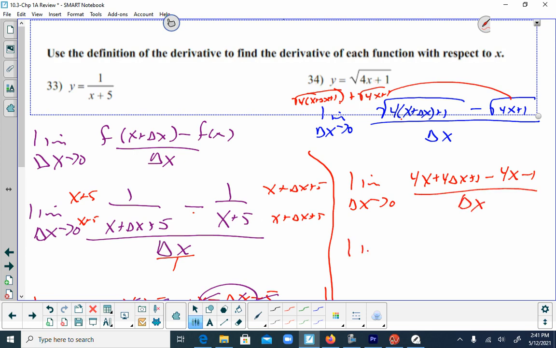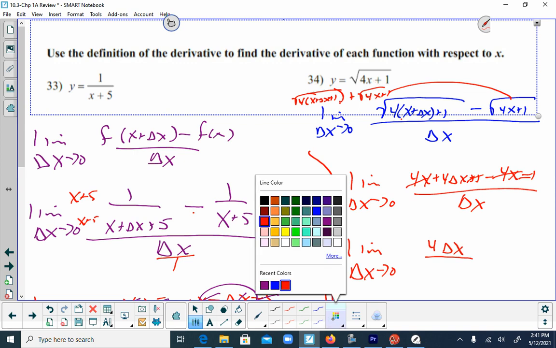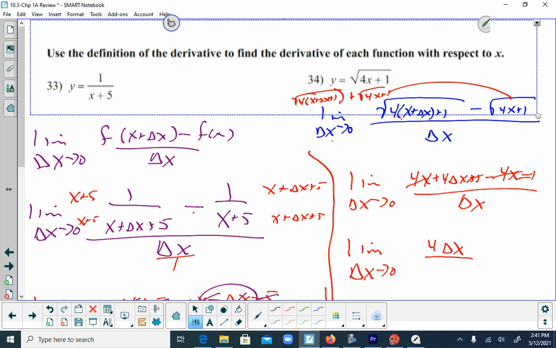So the limit as delta x approaches 0, the 4x is equal to 0, 1 is equal to 0, and I'm left with 4 delta x over, oh, I made a big boo-boo, but I'm going to catch it, and I'm not going to edit. This is a great learning moment. If I multiply my numerator by that, I got to multiply my denominator by something, so I'm going to multiply my denominator by the square root of 4 times x plus delta x plus 1 plus the square root of 4x plus 1. So I'm multiplying my denominator by that.